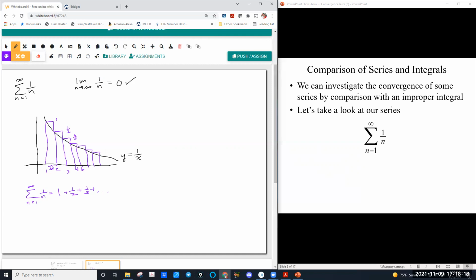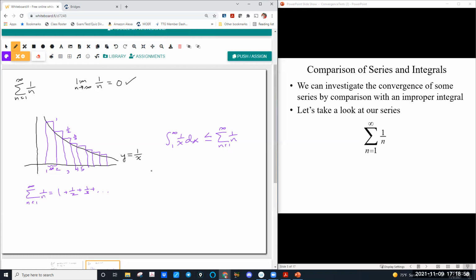Well, notice that this is basically an overestimate of the area under this curve. So what does that tell us? That tells us that the improper integral from 1 to infinity of 1 over x dx is less than or equal to, and more likely strictly less than, we could say, this series. Now, I know it's been a while since we've done this improper integral, so we'll do it today just for some practice, but this is a divergent integral.